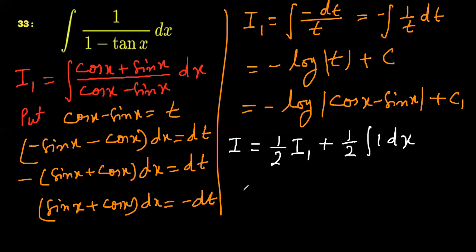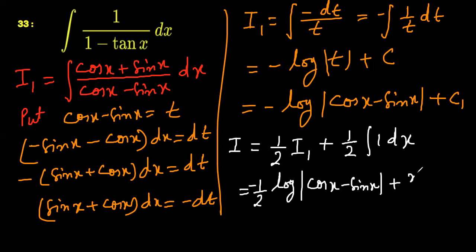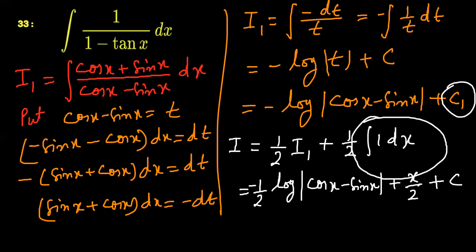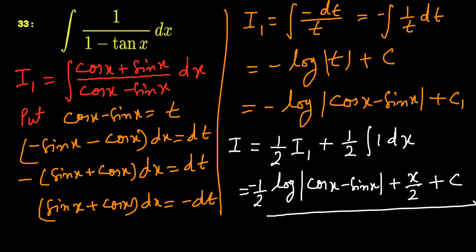And now we want to write this answer by replacing the value of I1 and integrating this function. Our answer would look like negative half log of cos x minus sin x plus the integration of 1, which would be x, and half means x by 2, plus c. Since there would be some constant when we integrate this part, and there is another constant C1, adding those two constants we are getting c. We are not writing that because it is almost obvious now, and your answer looks like this.